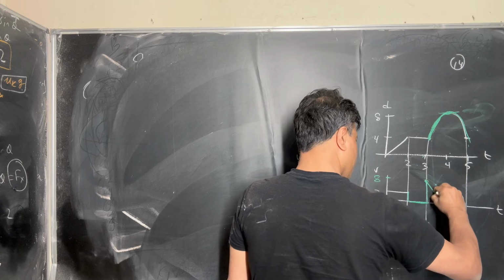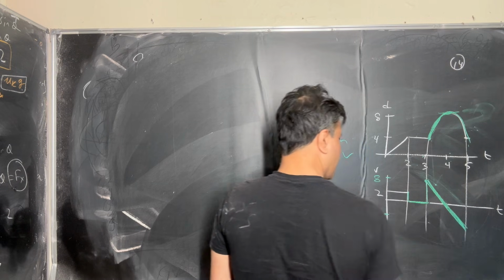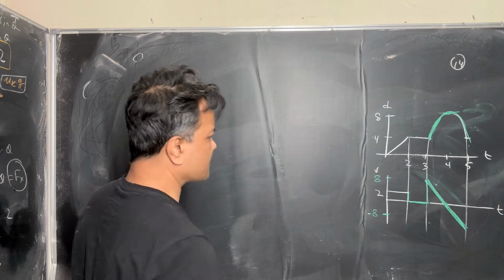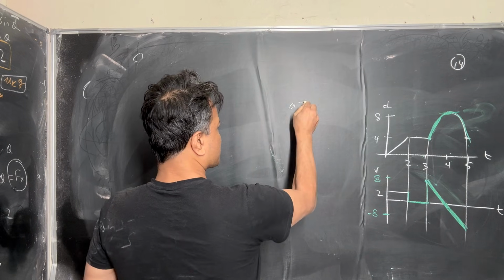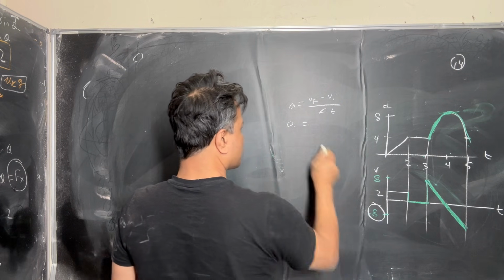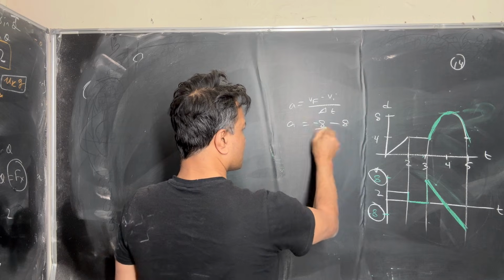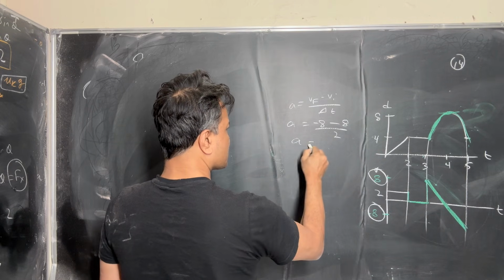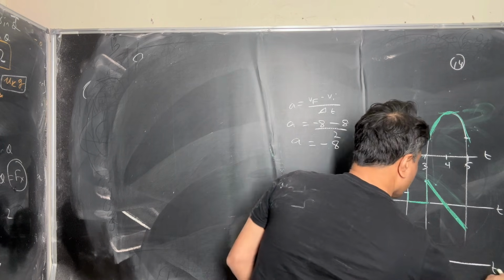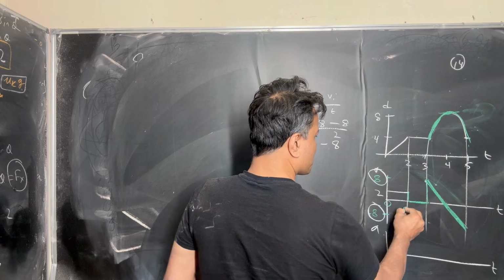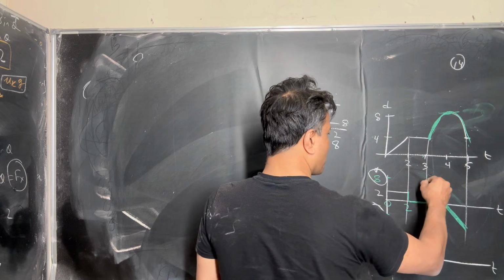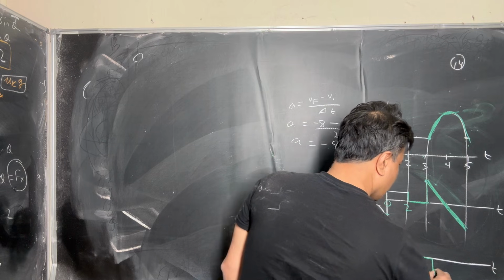So this must be a straight line, because the acceleration over here is the same. What is that acceleration? Acceleration is negative 8. How is that? Because acceleration is VF minus VI over delta T. So VF is negative 8 minus VI is 8, over 5 minus 3. Acceleration is negative 8. So if we draw the acceleration versus time graph, acceleration from 0 to 2 seconds is 0. Acceleration from 2 to 3 seconds is 0. Acceleration from 3 to 5 seconds is negative 8.